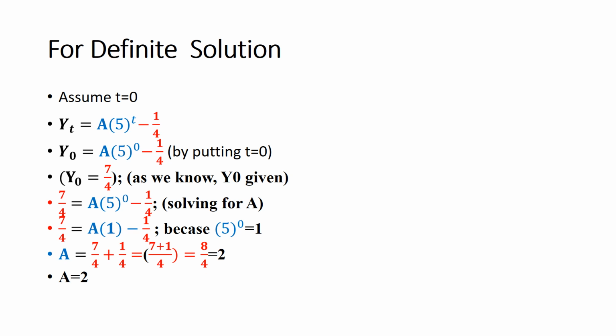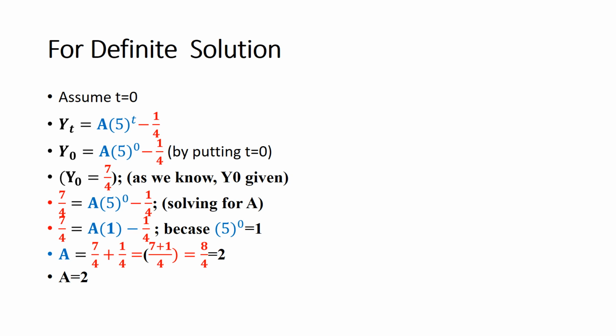Now we want to find the definite solution. For the definite solution, we assume the initial condition t is equal to 0. Taking the general solution, yt is equal to A into 5 to the power t minus 1 over 4. If we put the value of t as 0, y naught is equal to A into 5 to the power 0 minus 1 by 4, by putting t is equal to 0. So y naught is equal to 7 by 4.